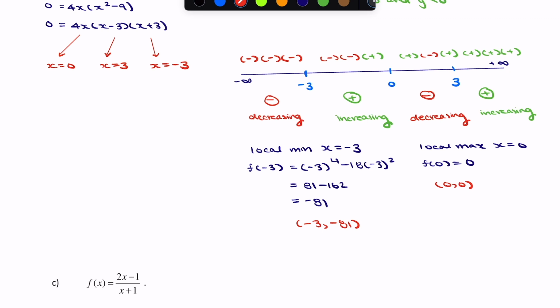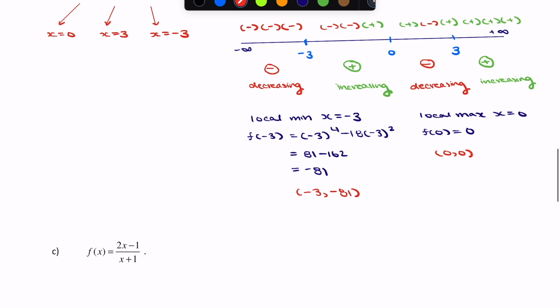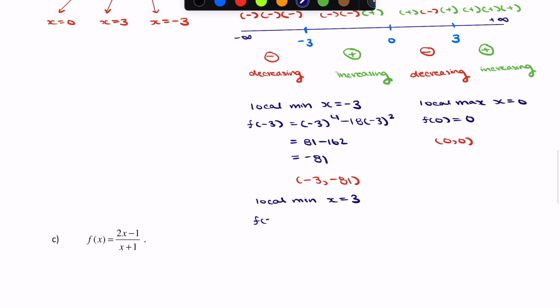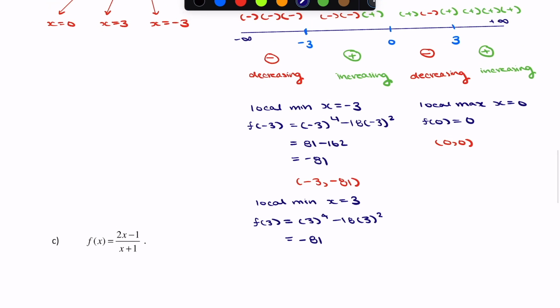And lastly, again, it changes direction at 3, goes from decreasing to increasing. So we know that there's another local minimum. So that's the local minimum at x is equal to 3. So sub in f of 3 into the original equation. And so that will give us -81. So there's here again a local minimum at (3, -81).